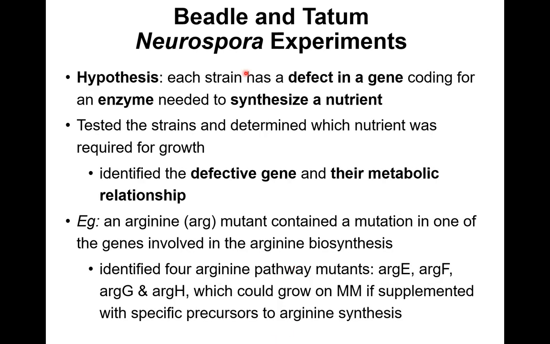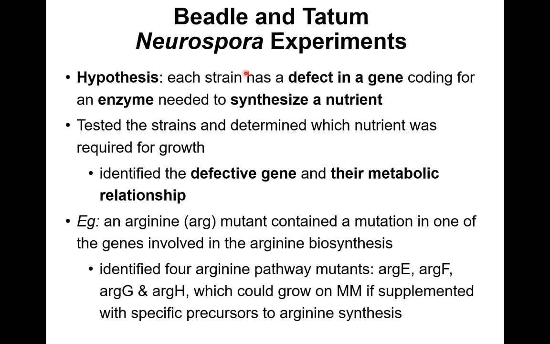So what they hypothesized is that the X-rays were affecting some genes, which were coding for an enzyme that was necessary to produce that specific nutrient that was lacking. So to overcome the lack of this enzyme, if you add the nutrient, this lack becomes irrelevant, right? That was their hypothesis. And so they tested the strains, and they determined for each one of them which nutrient was actually necessary.